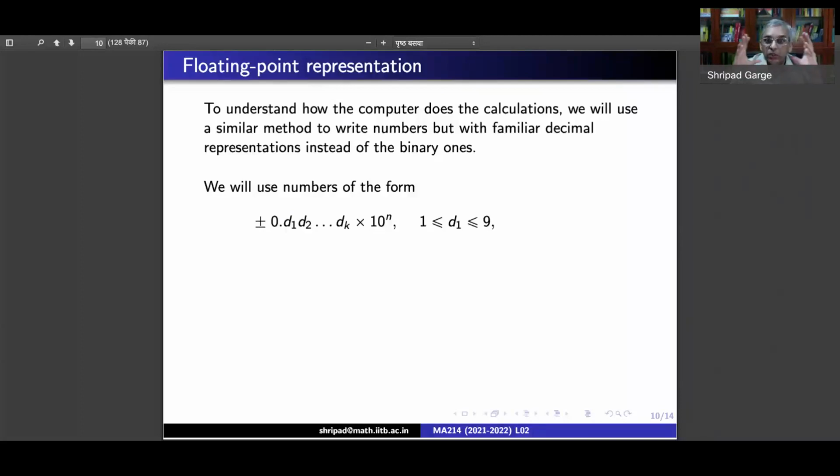So to have this unique representation, we will say that d1 needs to be 1 and above, and the other di's can be the usual decimal digits, from 0 to 9. These are the numbers that we are going to use. K is something that we will specify from time to time. The computer says that K is 52. That's what the computer uses, and n is also some fixed number. But we will, of course, not go as high as 52. We will use K equal to 4 or K equal to 5 just to get an idea of how computers do these calculations.